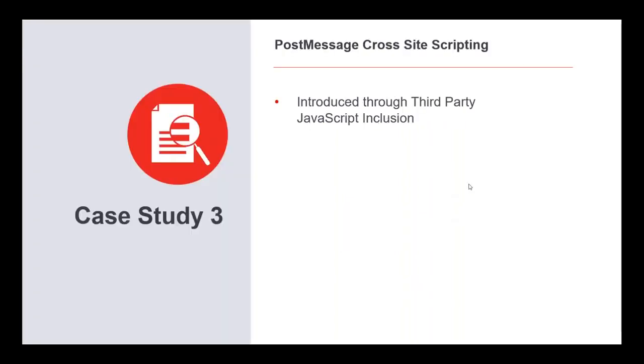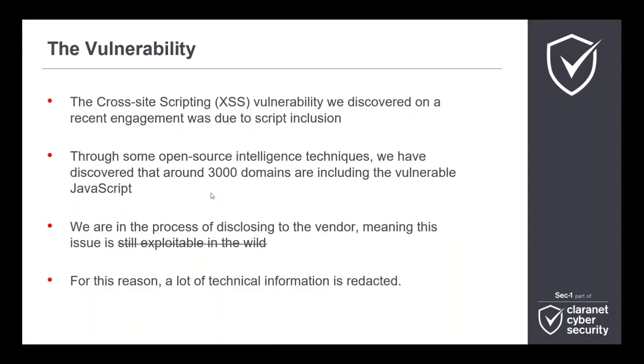So the third case study is, as mentioned, one that we found on a recent engagement with a client, so quite a lot of stuff had to be redacted. It was introduced through a third-party JavaScript inclusion, which I'll explain. But essentially, through open source intel techniques, we discovered that around 3,000 domains are vulnerable. This actually includes PayPal potentially. PayPal definitely uses this third-party library, and we're in the process of disclosing it to the vendor. As you can see, it's no longer exploitable in the wild, as last night they patched the issue, which is great.